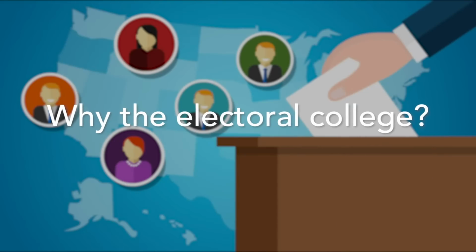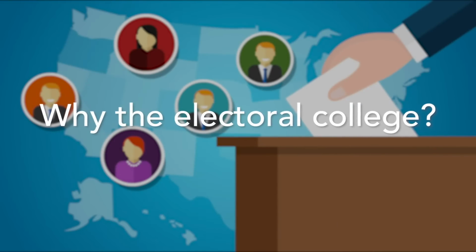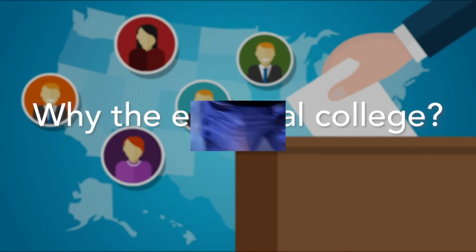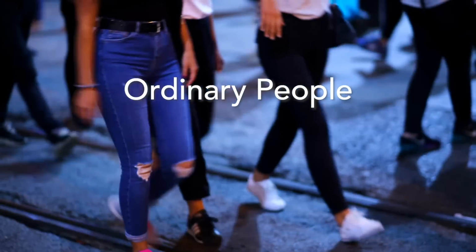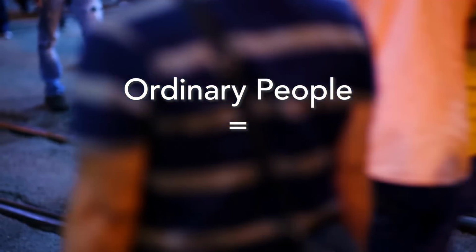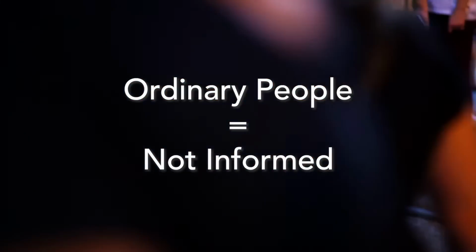So why did the Founding Fathers set up the Electoral College in the first place? As they saw it, they didn't want ordinary people choosing the president directly because they thought they wouldn't be well enough informed to select the best candidate. So they preferred the idea of using electors from each state to choose on behalf of the citizens.